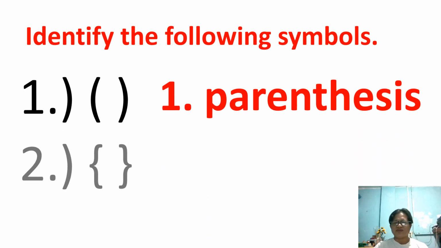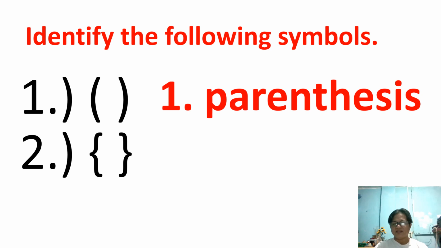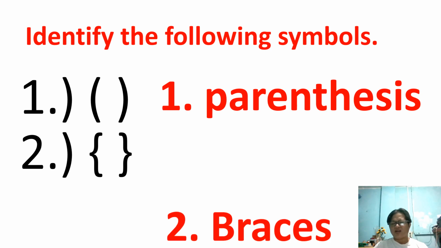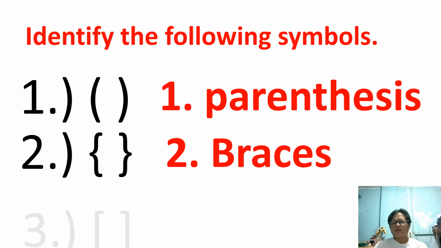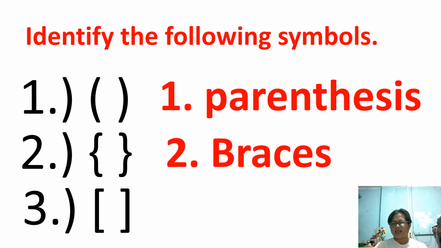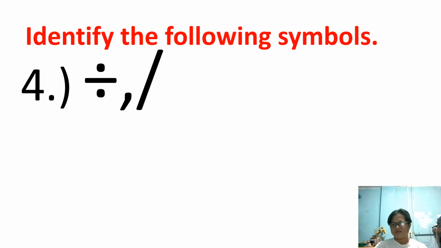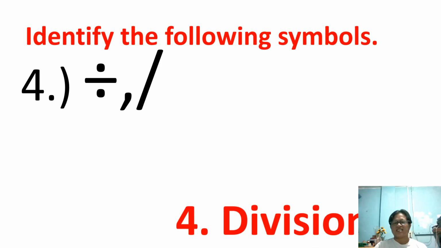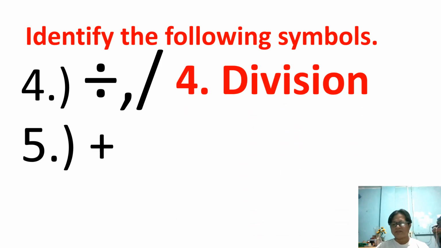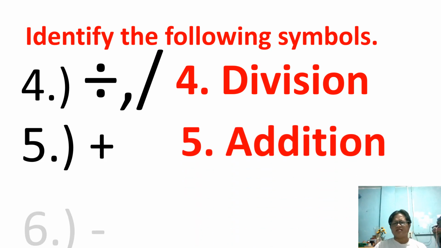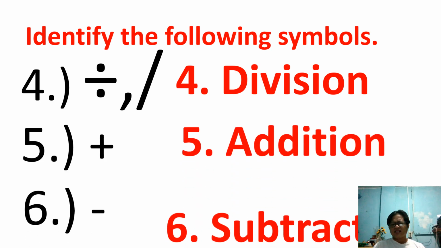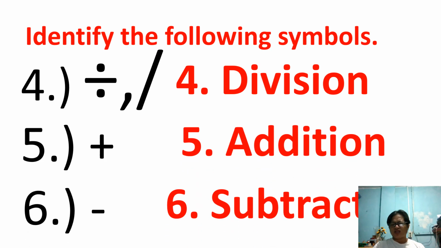What about number 2? Anyone? Okay, these are braces. What about number 3? Okay, these are brackets. Number 4? Yes, these are division signs. Okay, number 5. Oh, very good. Number 6. Okay, it's subtraction.